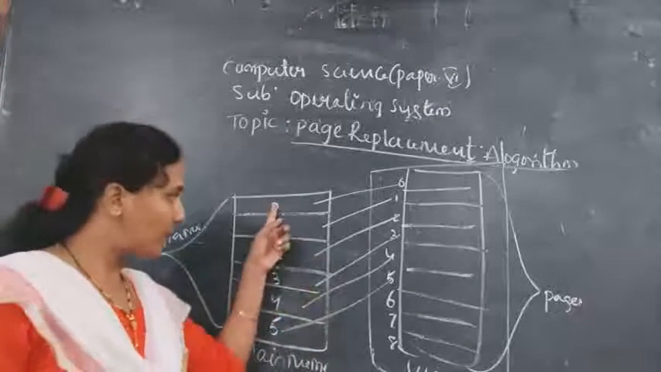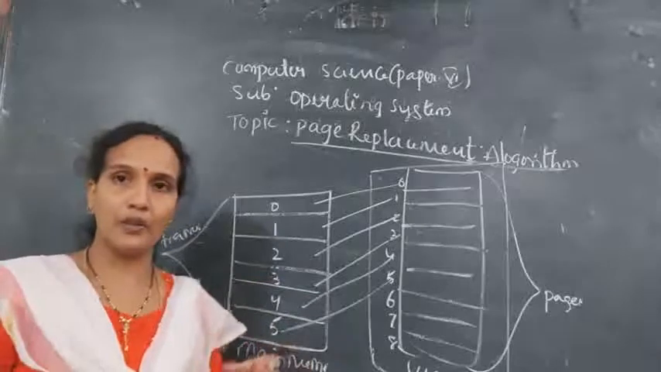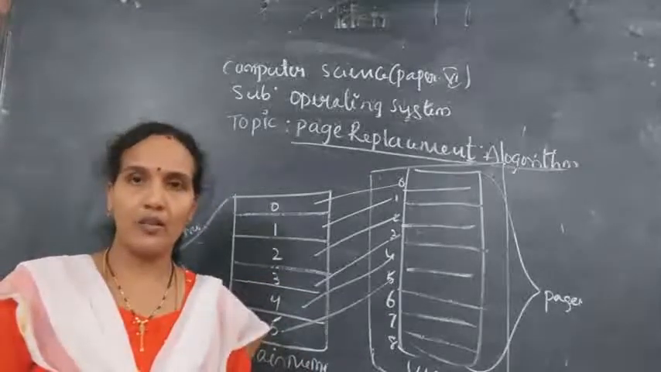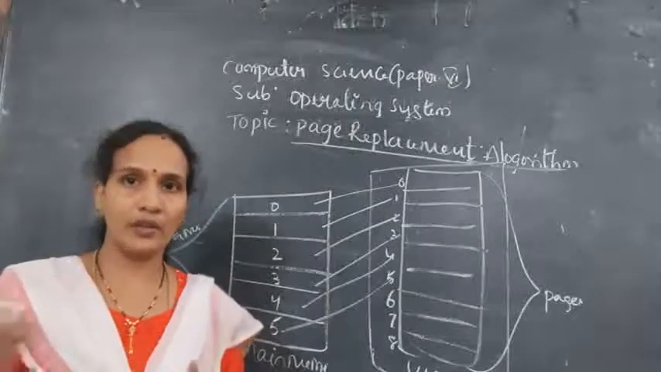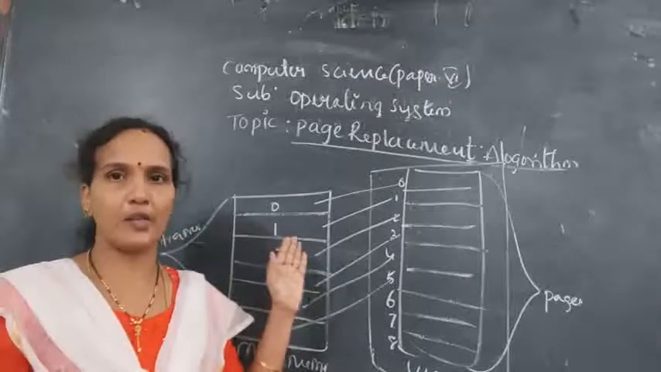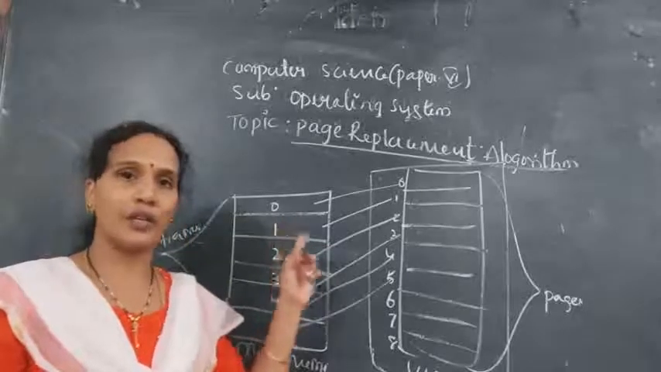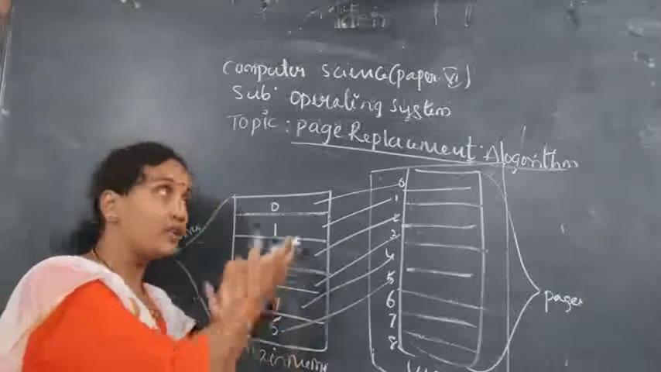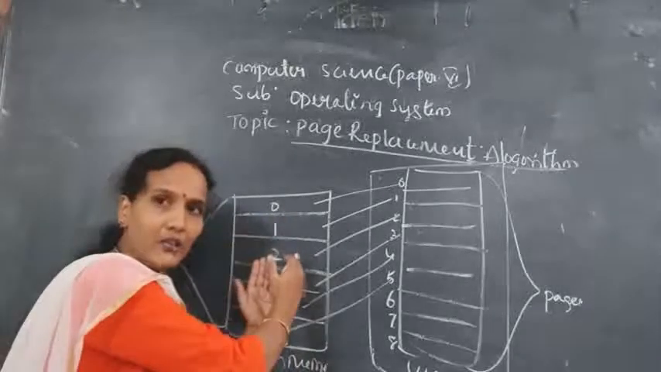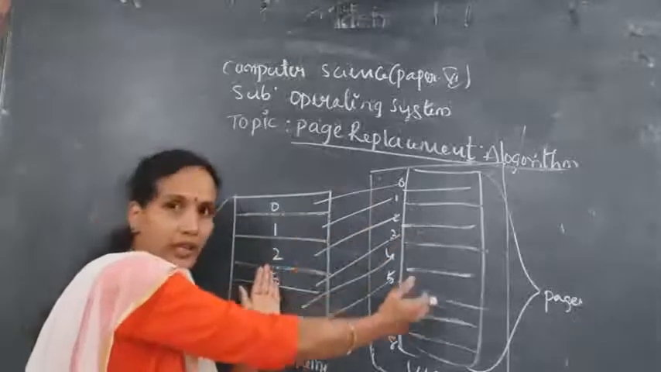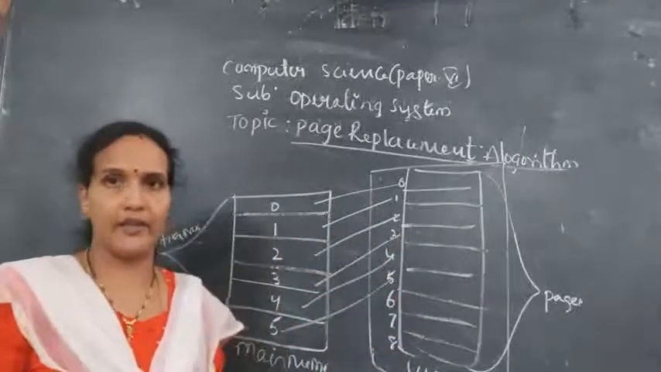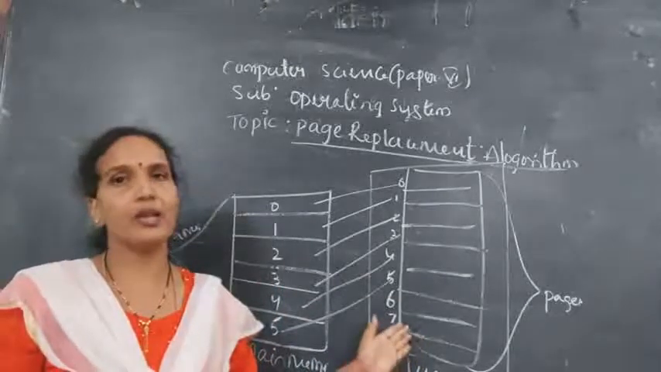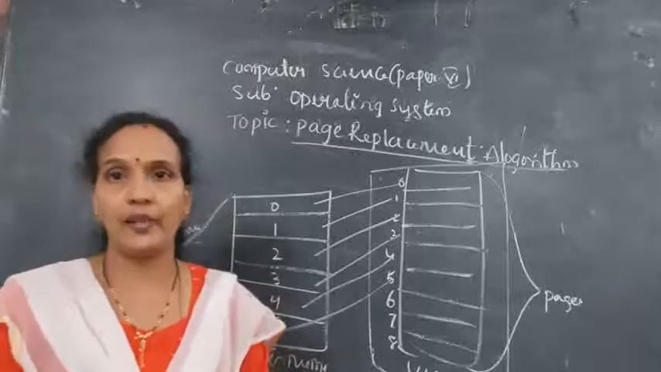Then what happens? From this main memory, the frame which has not been used for a long time, or which will not be used in future, in some situations I am explaining. Now in that case, instead of keeping that page in a frame, we are swapping out that page from the main memory to the secondary memory in order to give space to the incoming page. That process is called page replacement.